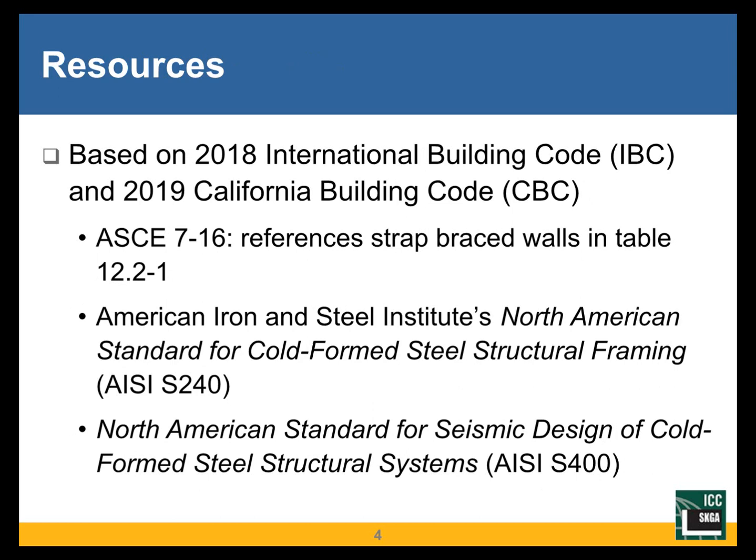So this is based on the 2018 International Building Code, as well as ASCE 7-16, as well as these two documents that are listed from the American Iron and Steel Institute. AISI has a suite of documents that are referenced by the code in Chapter 11, in the steel chapter, and in that there's AISI S240, which is specifically for structural cold form steel framing members. Basically, that's 33 mil and thicker.